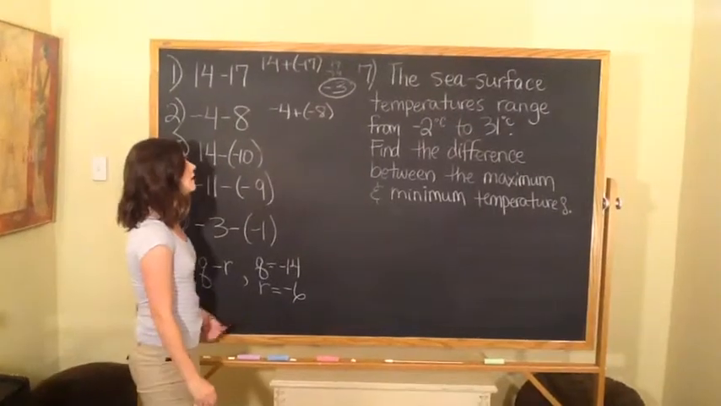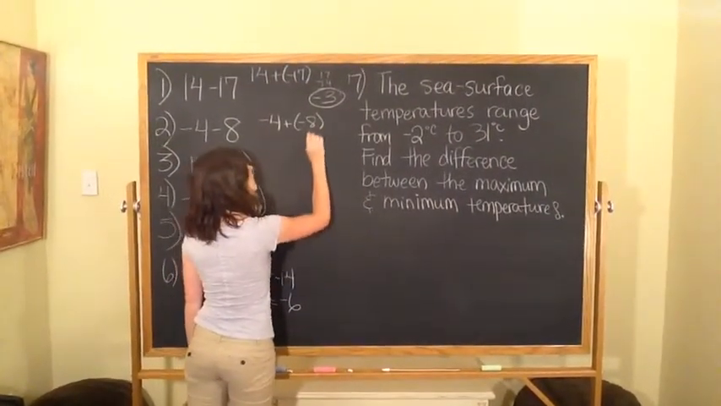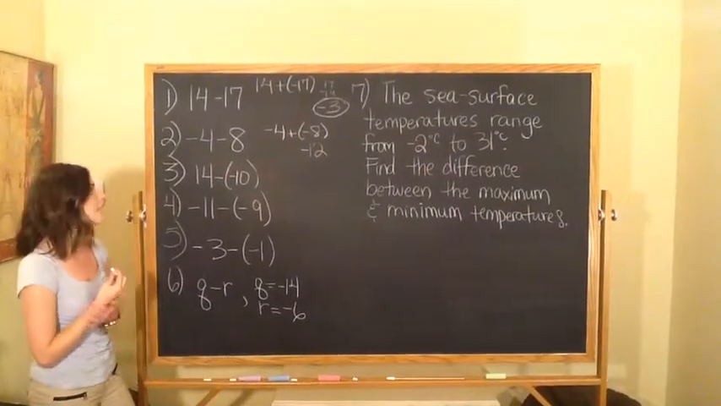So 8 plus 4 is going to give us 12 with our negative sign. So we're keeping our negative sign.